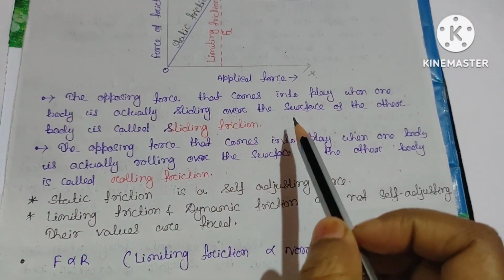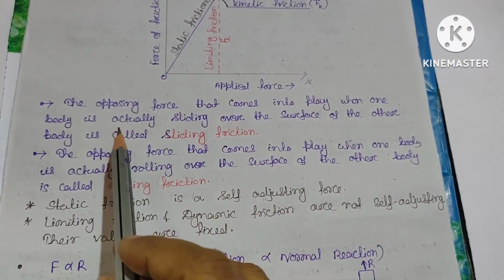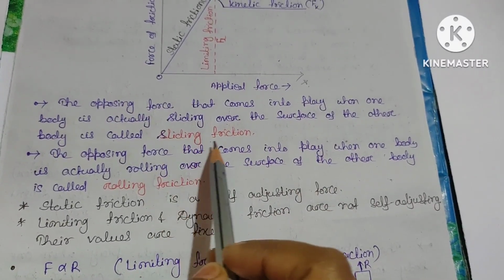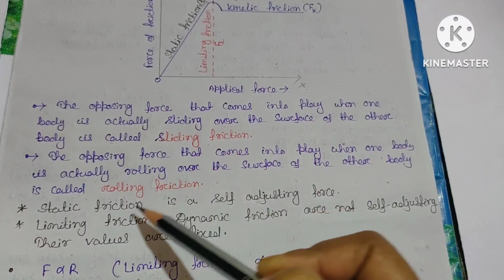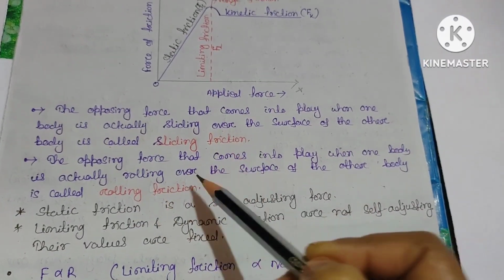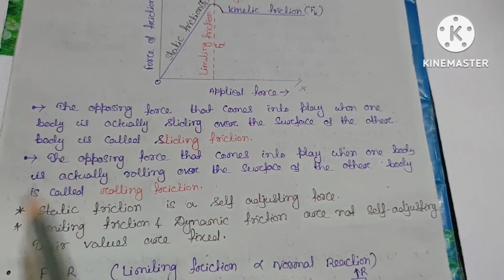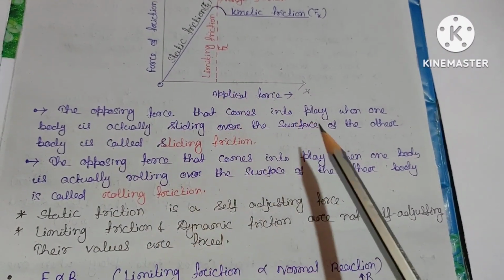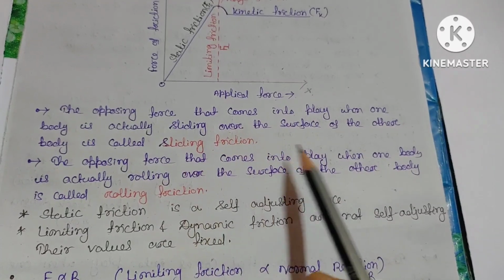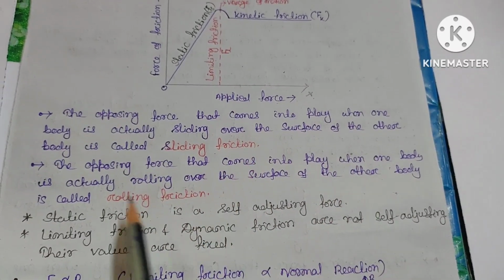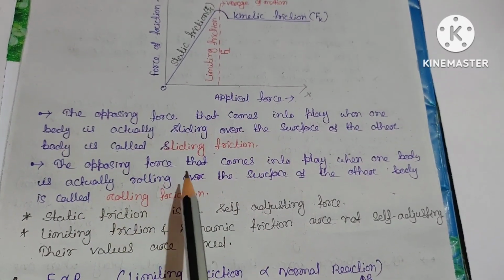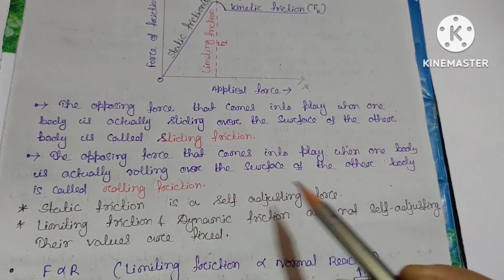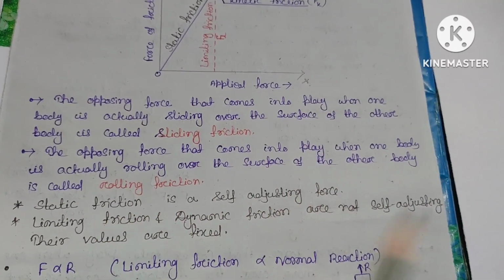Again, the opposing force that comes into play when one body is actually sliding over the surface of the other body is called the sliding friction. It means the sliding friction and the rolling friction come under the kinetic friction. So this is the sliding friction, the opposing force that comes into play when one body is actually sliding over the surface of the other body. And what is rolling friction? The opposing force that comes into play when one body is actually rolling over the surface of the other body is called rolling friction.